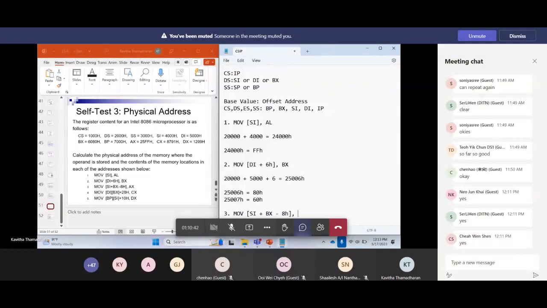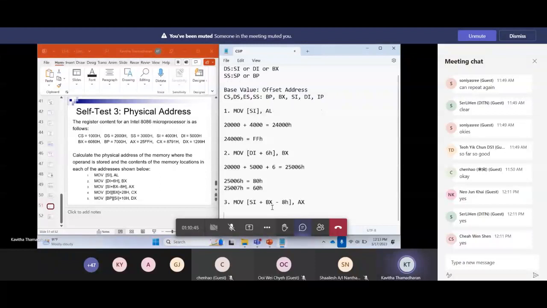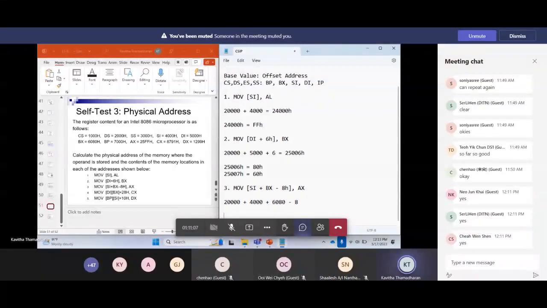Okay, so the next one. Here with SI, you are going to pair with DS. So it's going to be 20,000 plus what is in your SI, which is 4,000, plus what is in your BX, 6080, and you minus 8. Can you give me the answer for this? What's the answer for this?